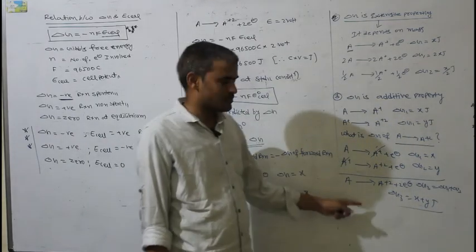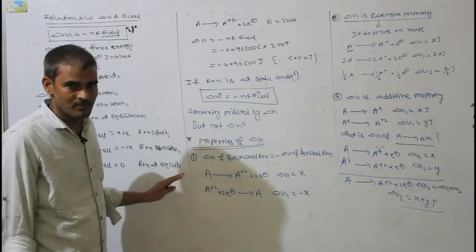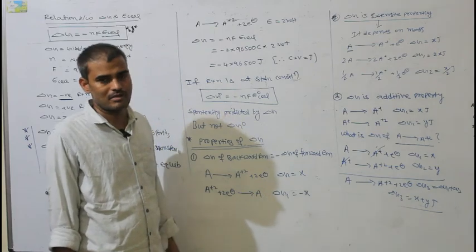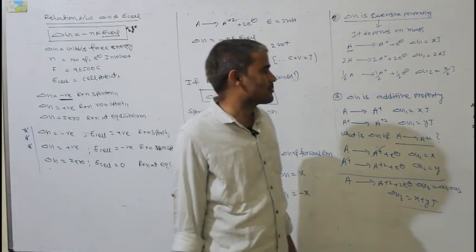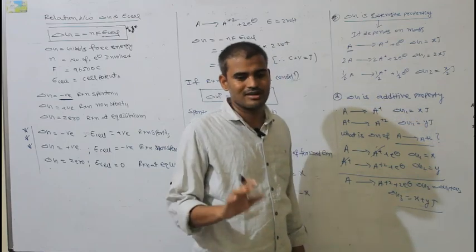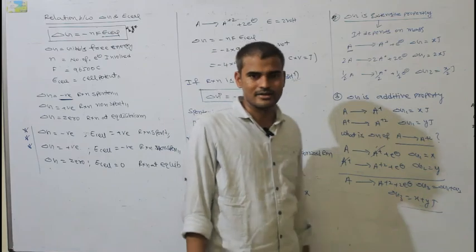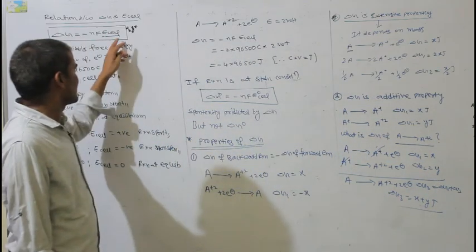So like additive properties, there are three properties for del G. First one: backward reaction del G is minus of forward reaction del G. Second one: del G is an extensive property which depends on the mass. Whenever the number of moles changes, del G of the reaction will change. And third one, it is an additive property. Next we will discuss properties of E cell.